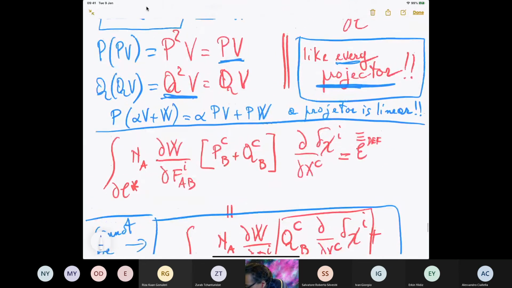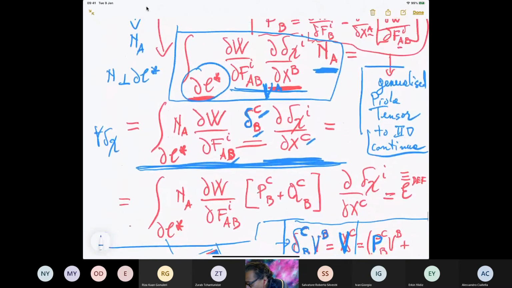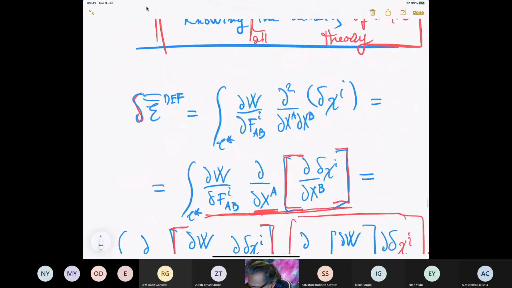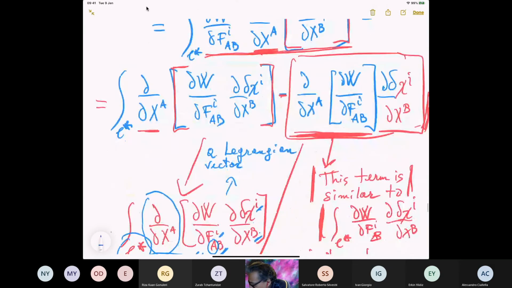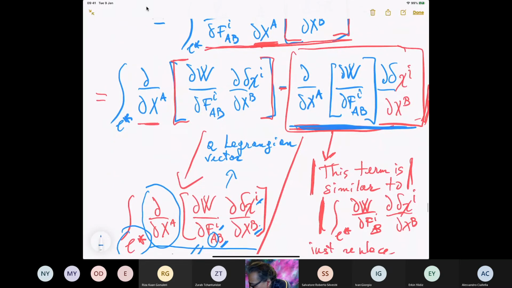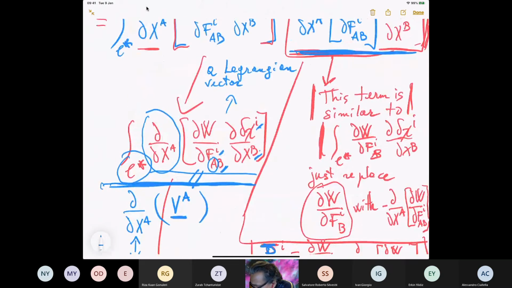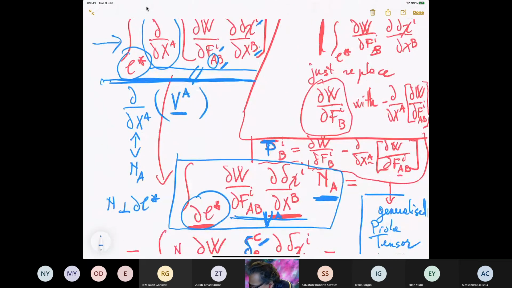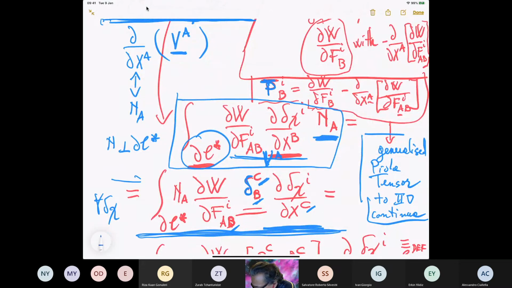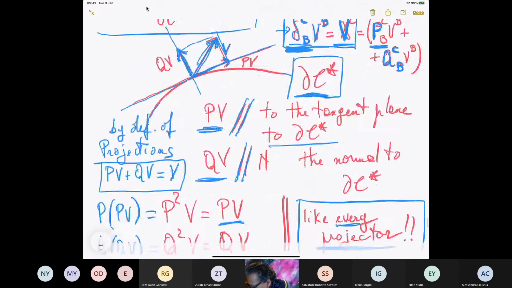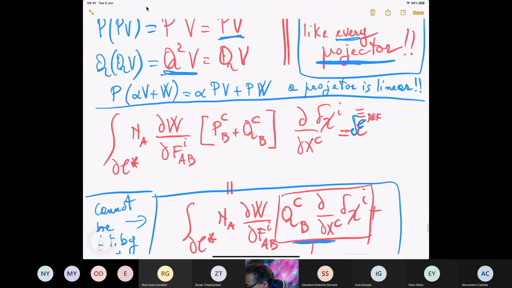So we have that this was at the beginning δE double bar def. This term is similar to something which we have already studied. We define a generalized Piola tensor, and we are left with this addend here, which becomes this addend with δ, and then you decompose δ as P plus Q. So we call δε triple bar this integral. Remark, this is on the surface.